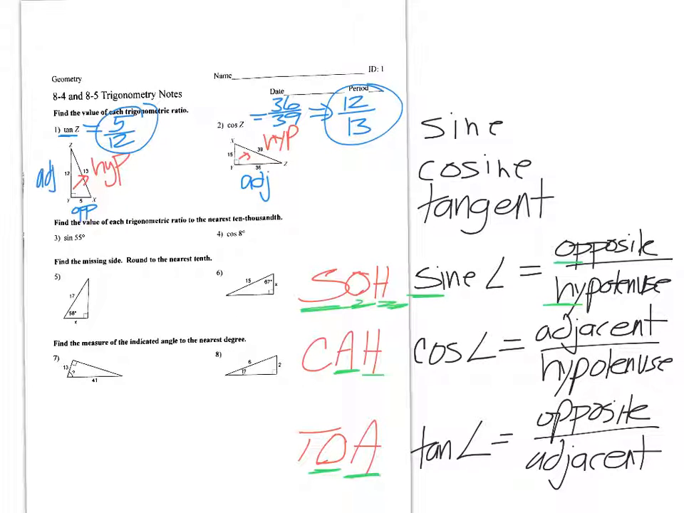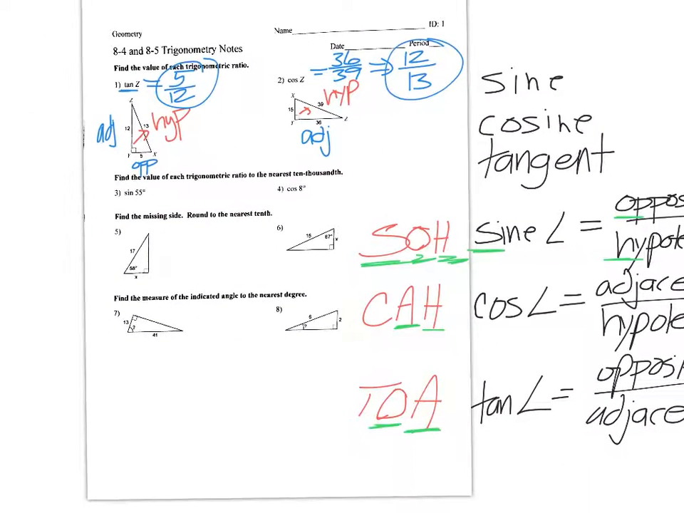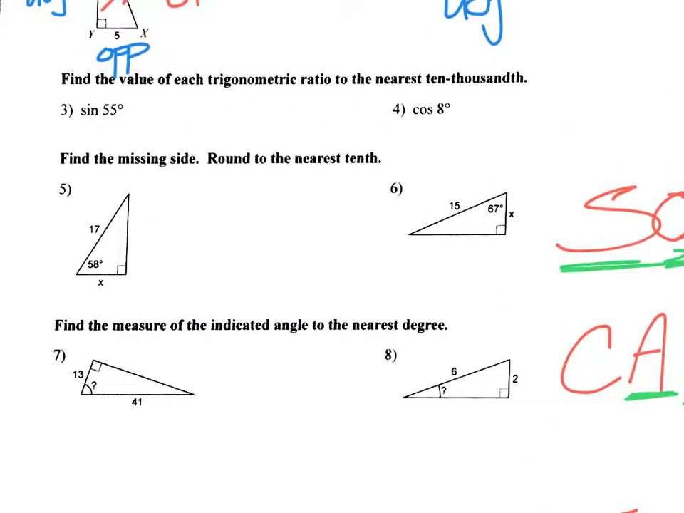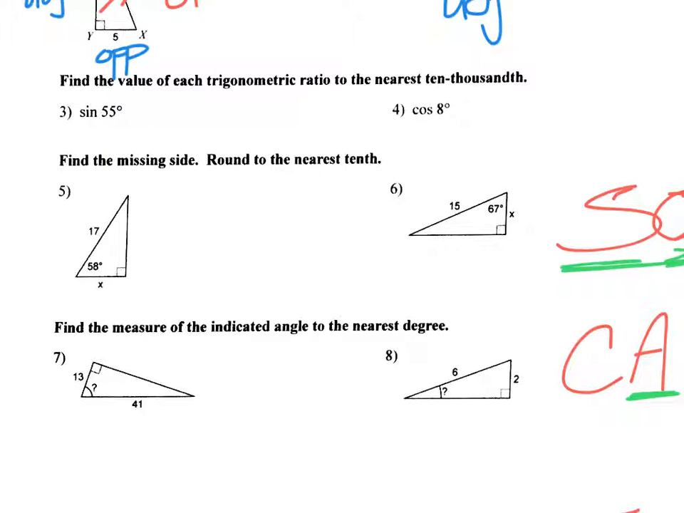Okay, the next one says find the value of each trigonometric ratio to the nearest 10,000th. What's that mean? That means all you do is just type this in on your calculator. One thing to be aware of, when you press mode, there are radians and degrees. Because these angles are measured in degrees, make sure your calculator is always put in degrees.